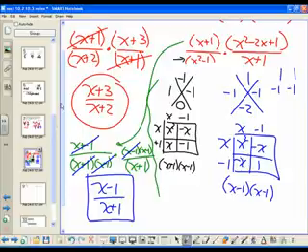Yes, ma'am. Does it matter in what order you put it? Like x minus 1, it could have been x minus 1 times x plus 1. Mary, multiplication is commutative. Yes.